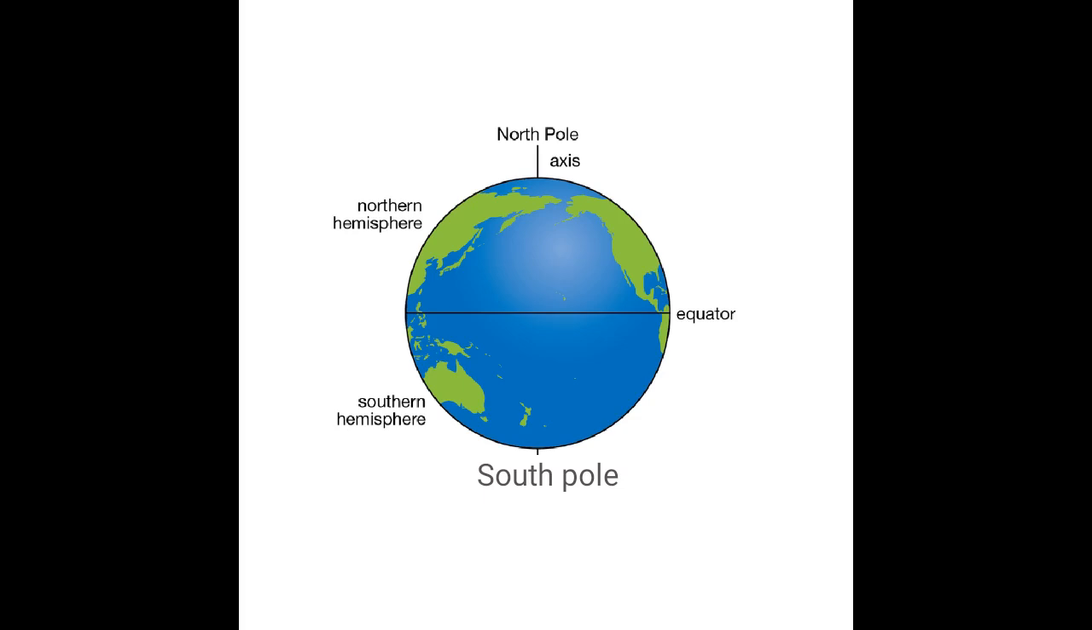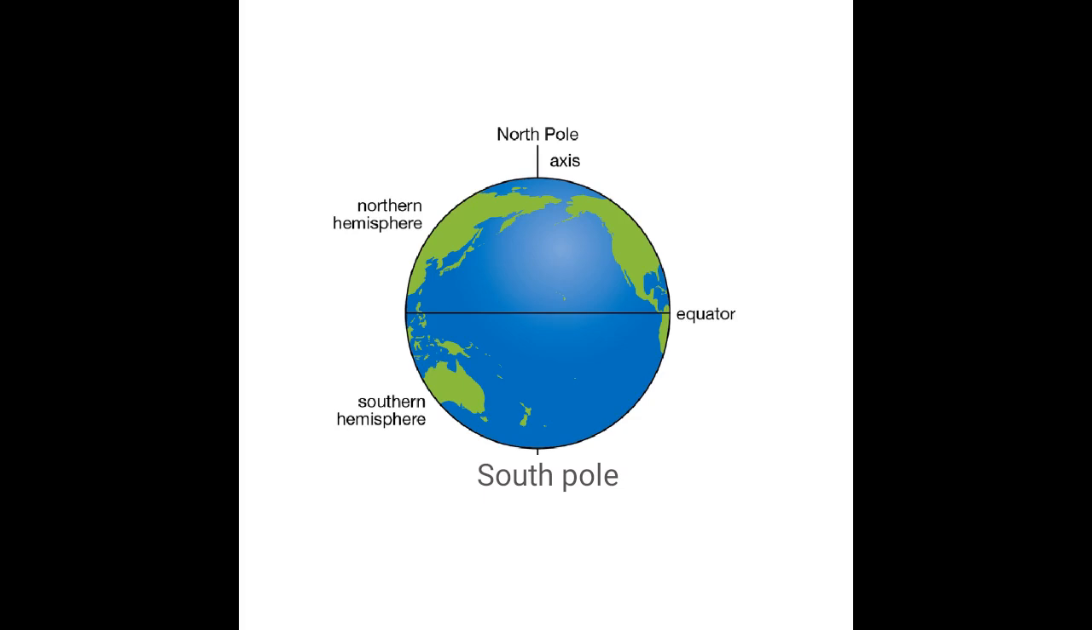The imaginary line that divides the Earth into two parts horizontally is called the equator. Another term, the axis of rotation, is an imaginary line around which Earth rotates just like a spinning top. As we know, Earth also possesses a magnetic field whose north and south poles are shown. The part of Earth above the equator is called the northern hemisphere, and the part below the equator is called the southern hemisphere.